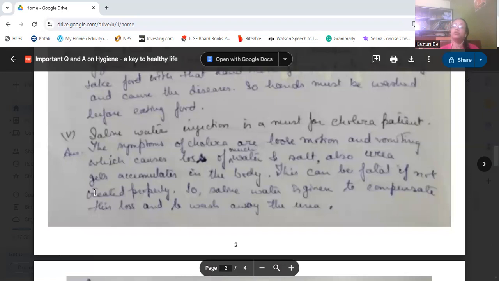So to compensate that salt and water, we need to give that person orally, or from outside, we need to compensate that loss so that the urea which is getting accumulated gets washed away. For that, we need to give them saline water. Clear? Next.